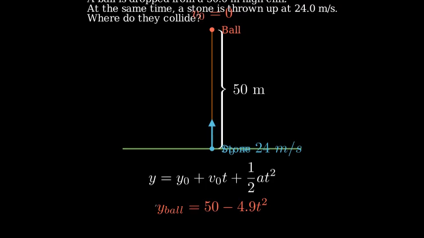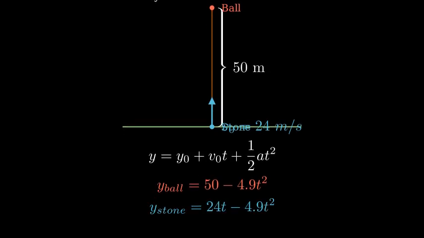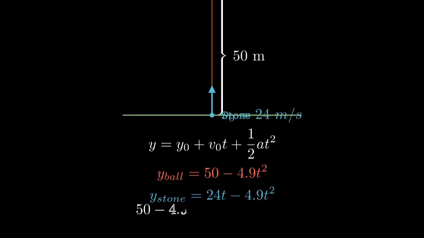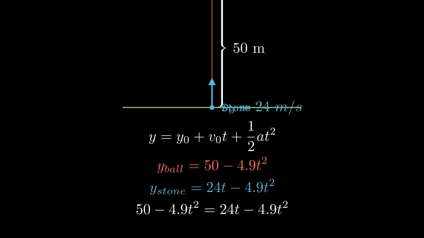For the stone, starting at 0 meters with 24 meters per second initial velocity upward, and the same acceleration downward, we get y equals 24t minus 4.9 t squared. When the ball and stone collide, they must be at the same height, so we can set these equations equal to each other. 50 minus 4.9 t squared equals 24t minus 4.9 t squared.